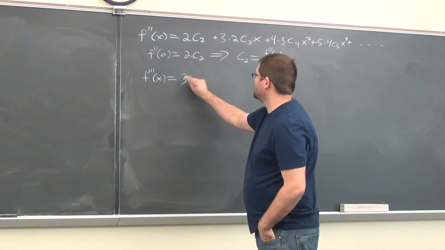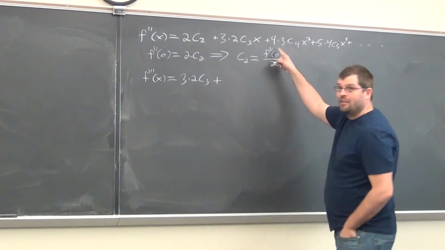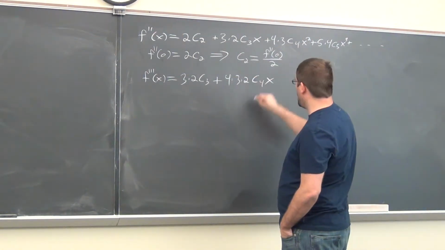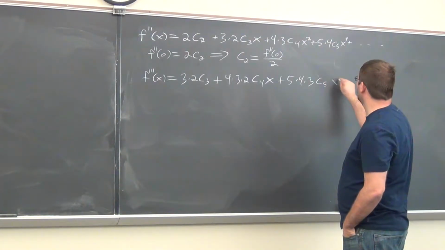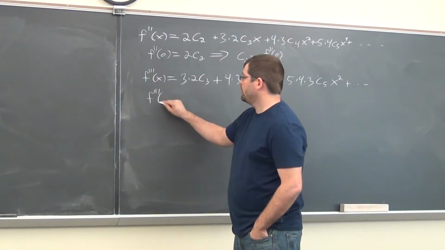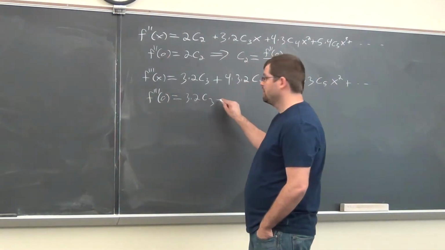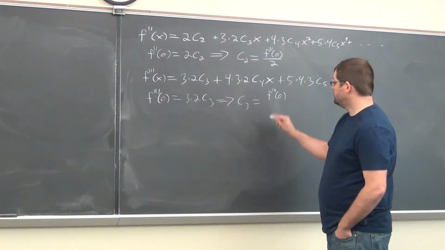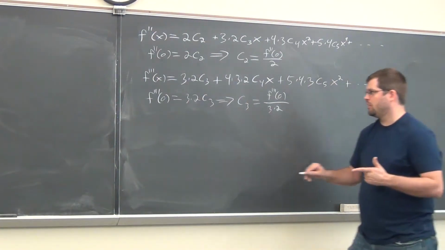6c3. Okay, and let's not count, let's make it 3 times 2c3, right? That's fine. And then 4 times 3 times 2c4x, right? And then 5 times 4 times 3c5x squared, and so on. So same idea here. Third derivative at 0 is 3 times 2c3, right? So your c3 is your third derivative over 3 times 2.